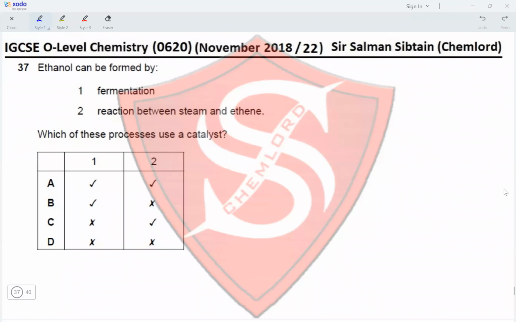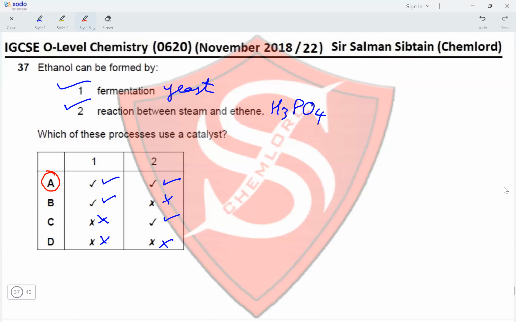Question 37. Ethanol can be formed by fermentation. Yes. Reaction between steam and ethene. Yes. Which of these processes uses a catalyst? Fermentation requires yeast and reaction between steam and ethene requires H3PO4. Which of these? Both of them. So the only correct option with both of them requiring a catalyst is option A, making A the correct option for this question.